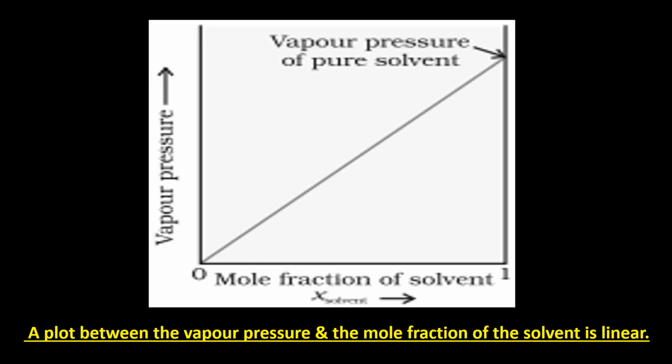This is a graph where the vapor pressure versus mole fraction of solvent is plotted. Here we will get a linear graph. That means as the mole fraction of solvent increases, the vapor pressure of the solvent also increases.